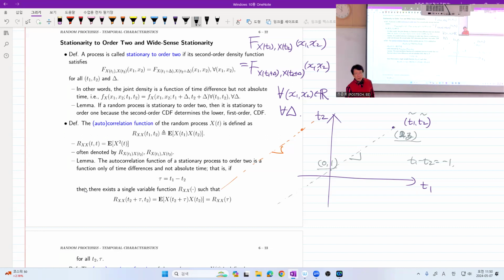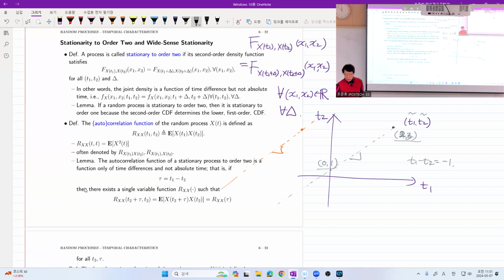They may differ, but on each line, the second order PDFs are the same. Got it? This is what? This is stationarity to order 2. Got it? I'm not saying that any second order CDF is the same. I'm saying that as far as two points' time difference is the same, the second order PDF is the same.